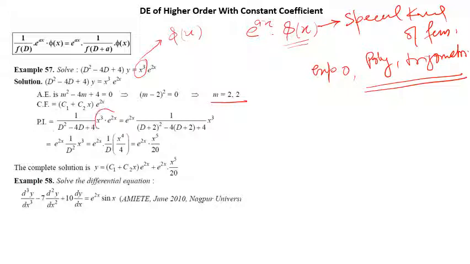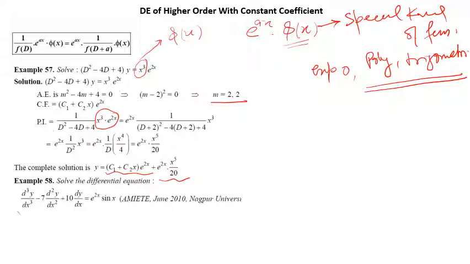Since it is a product of functions, take e to the power 2x outside the operator, 1 upon D plus 2 square minus 4 D plus 2 plus 4, x cube, right? Then e to the power 2x, solve this, it becomes 1 upon D square. What is 1 upon D square? It is the double integral of x cube, which is this. Now the solution is CF plus PI, right?